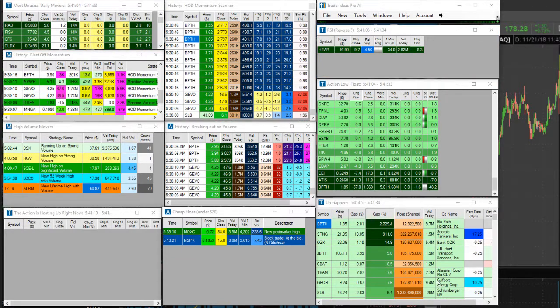But yeah, so that is my Trade Ideas scanner, how I find stocks with momentum and stocks that have high of day. Very, very simple, guys. So I hope you guys enjoyed it.